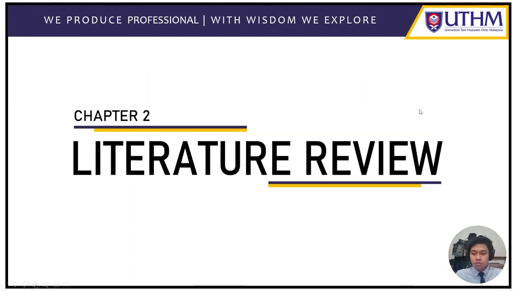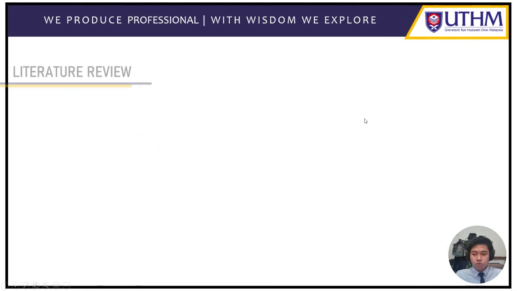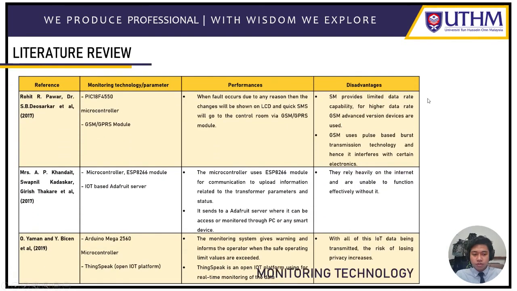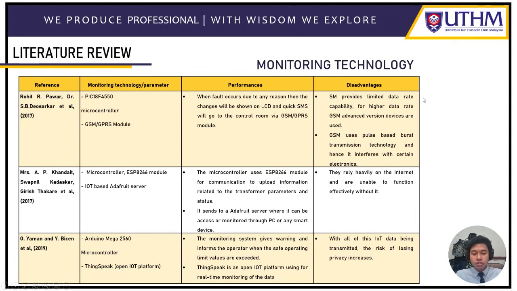So next we move to Chapter 2, which is the literature review. For literature review, I have categorized into two parts, which are monitoring technology and sensor technology. The first part is monitoring technology. Here are several references that I have gathered from my previous research. For monitoring technology, numerous researchers have looked at the potential implication and benefit of condition monitoring of transformer oil. The IoT has made the work easier to establish distributed control for condition monitoring.